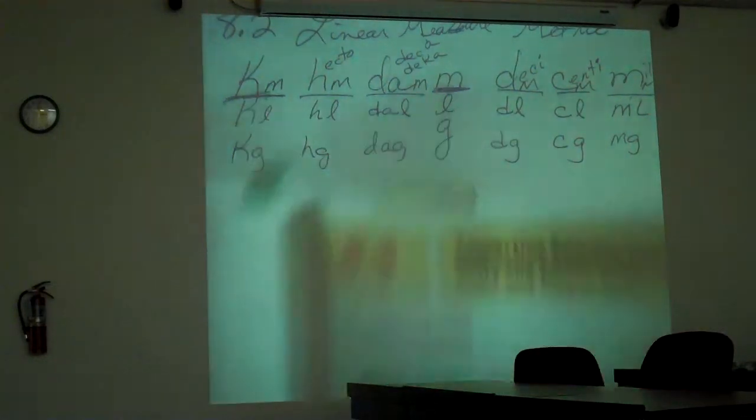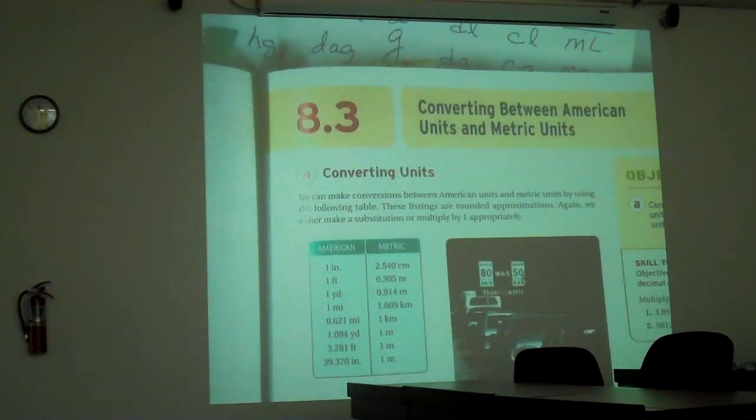That sounds like fun. Converting between American and metric. Yeah, we're back to not so fun anymore. No more hoppy? No more hoppiness. We were only hoppy for 2.